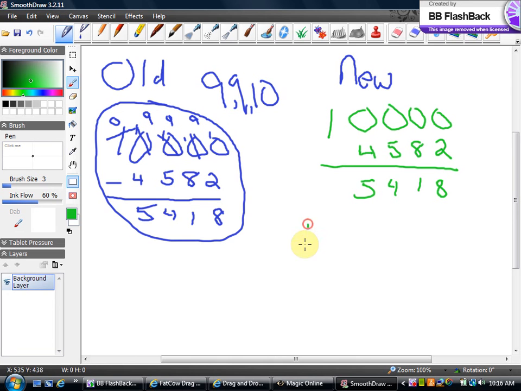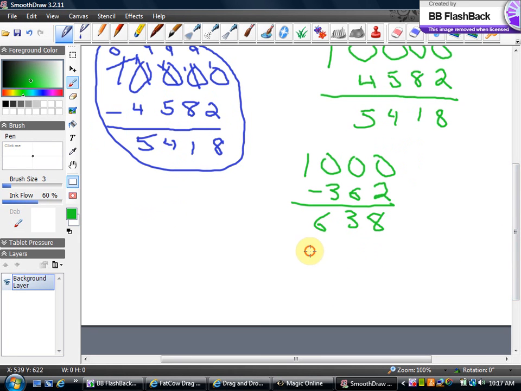Let's do it on another problem. Here we go. 1,000 minus 362. 2 has to equal 9, 6 has to equal 9, 3 has to equal 10, 8, and you're done. Doesn't matter how big the number is, as long as there's all those zeros, it's just 9s across the board, and then the final one equals 10.